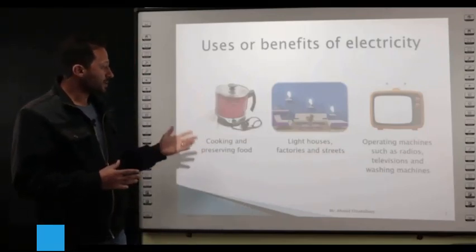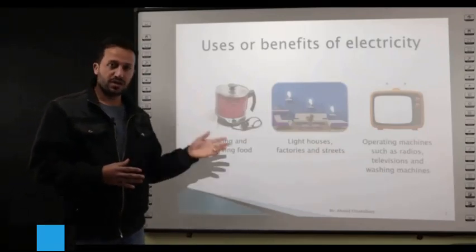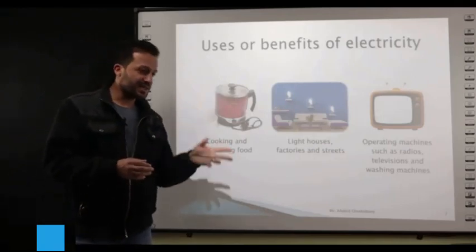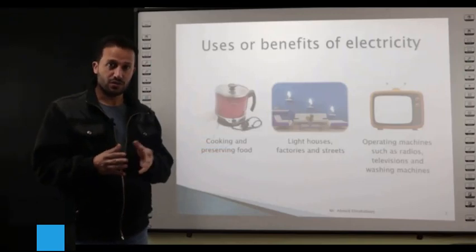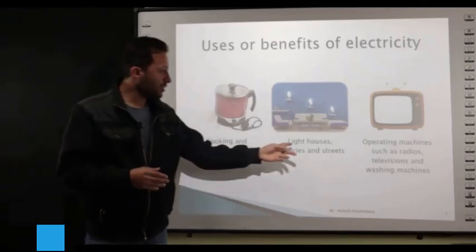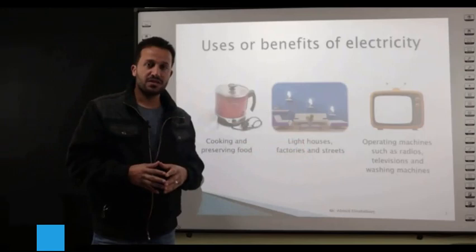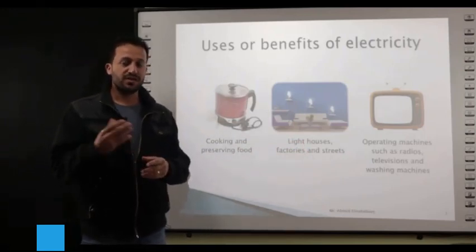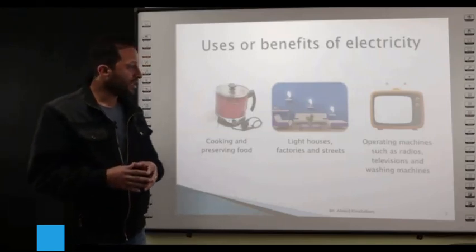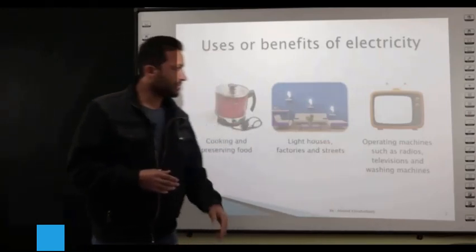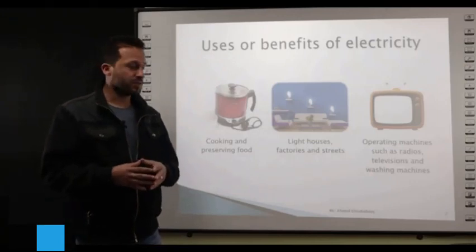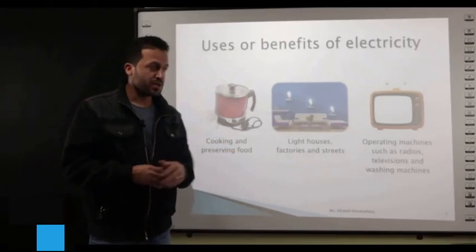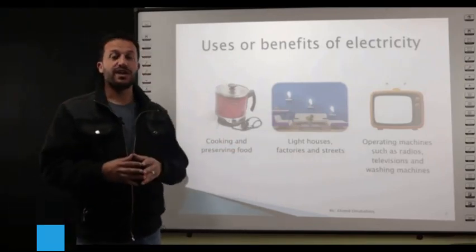As we see, cooking and preserving food. Cooking uses heat energy, and in the house we convert electric energy into heat energy in the electric oven. Number 2, lighting houses and factories and streets, because the light bulbs or fluorescent lamps convert the electric energy into light energy. And operation of many machines in the house or whatever, like radio, television, refrigerator, and washing machines. So these are the uses or benefits of electric energy.